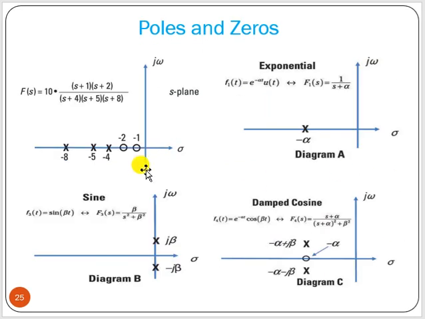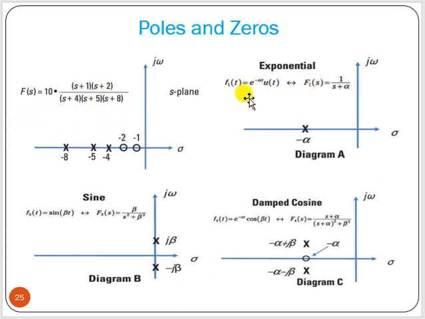Now say some zero and pole locations. So this is a function where we have zeros at s equal to minus 1 and minus 2, poles at minus 4, minus 5 and minus 8. Another zero should be there at infinity because we have 3 poles and 2 zeros.